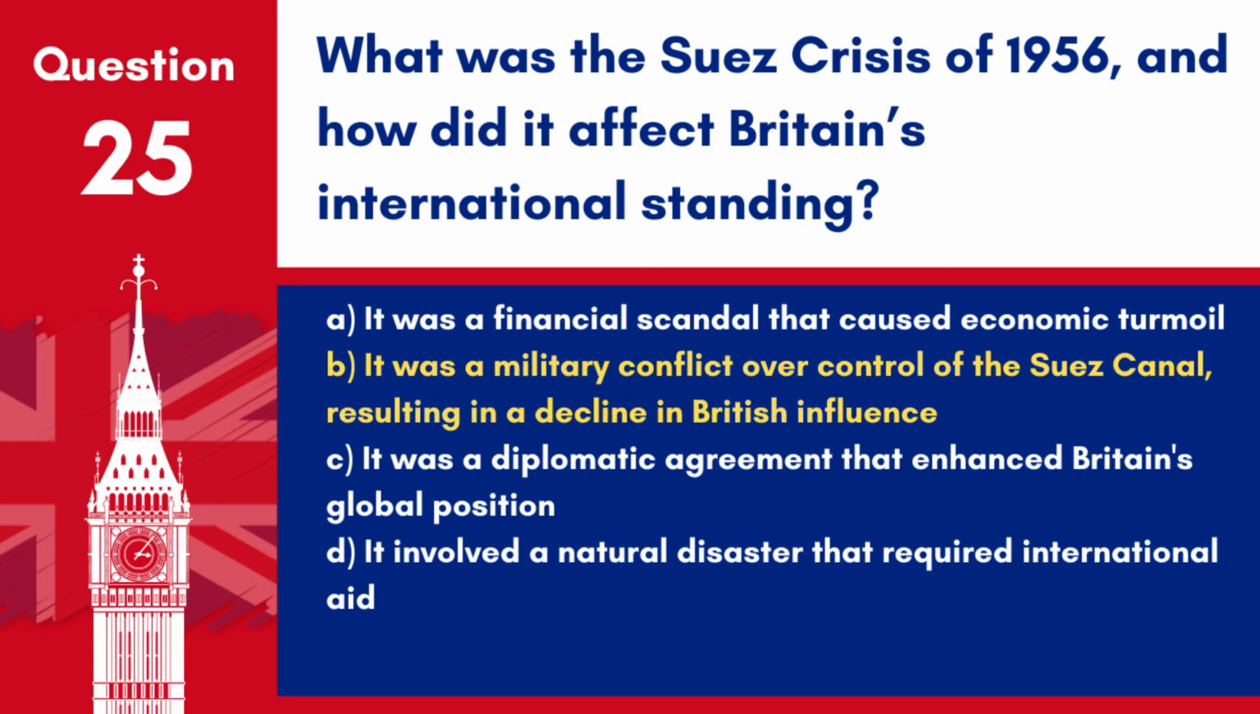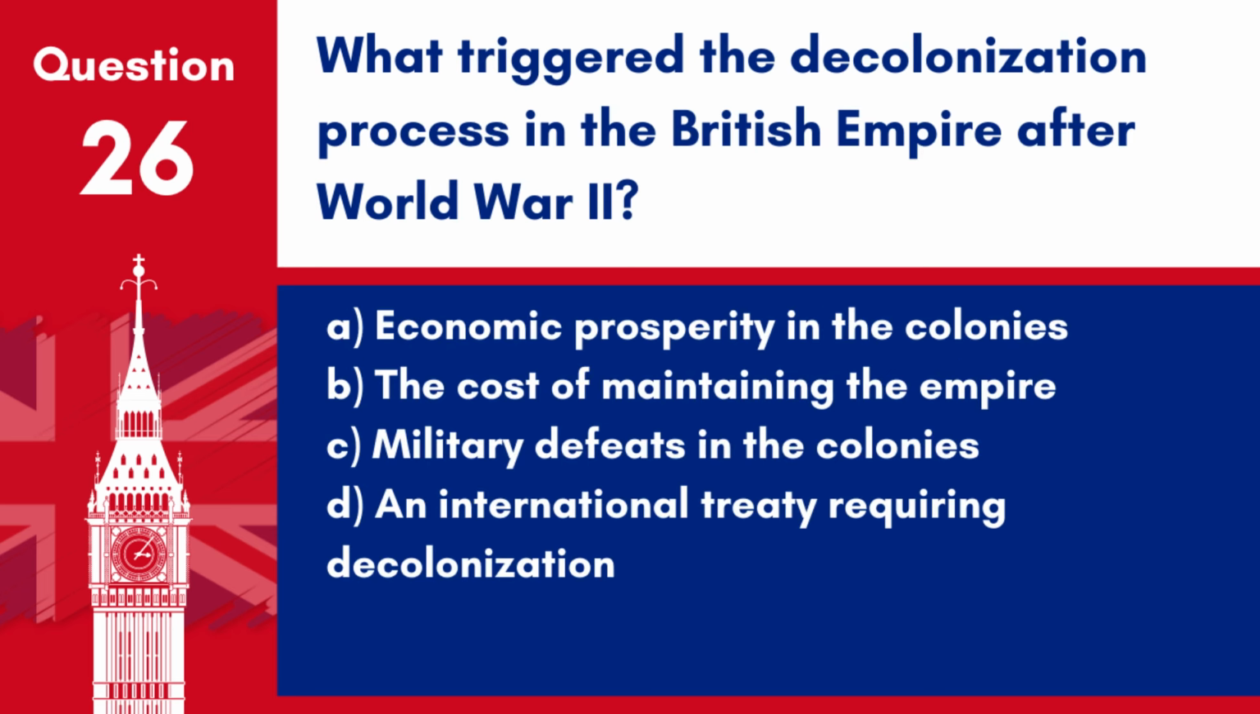Answer B. It was a military conflict over control of the Suez Canal, resulting in a decline in British influence. The Suez Crisis occurred when Britain, France, and Israel invaded Egypt after it nationalized the Suez Canal, leading to widespread international criticism and a decline in British influence in the region. Question 26. What triggered the decolonization process in the British Empire after World War II?